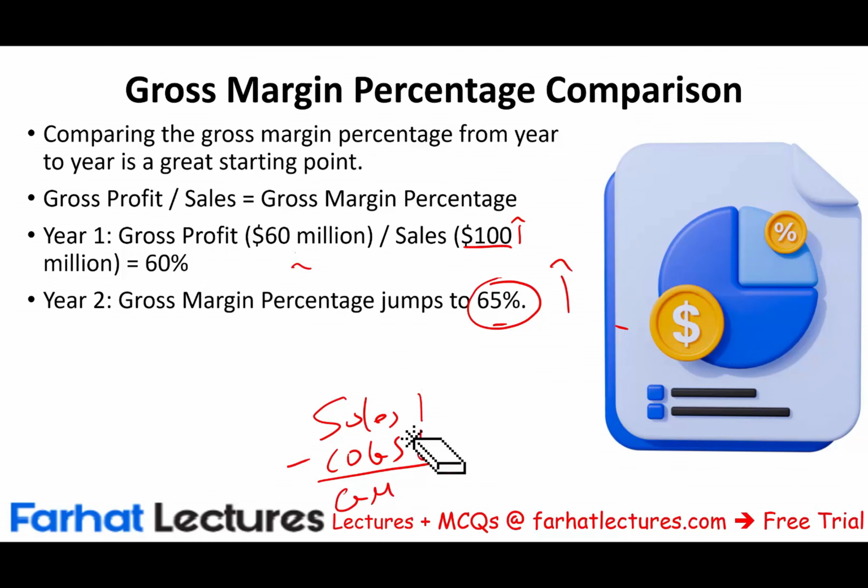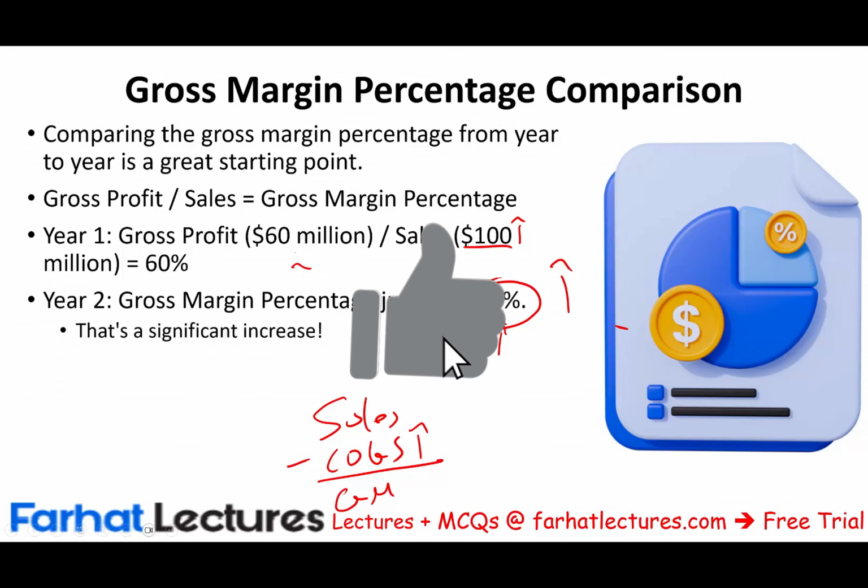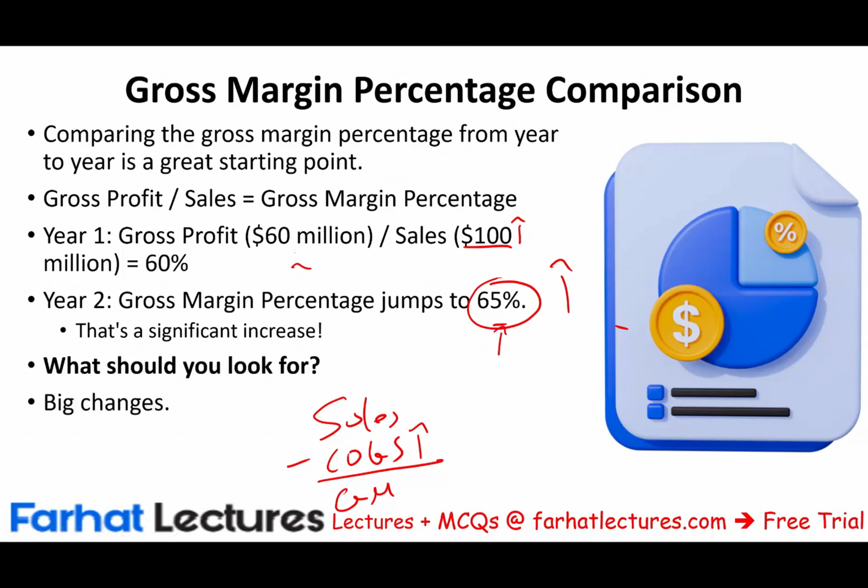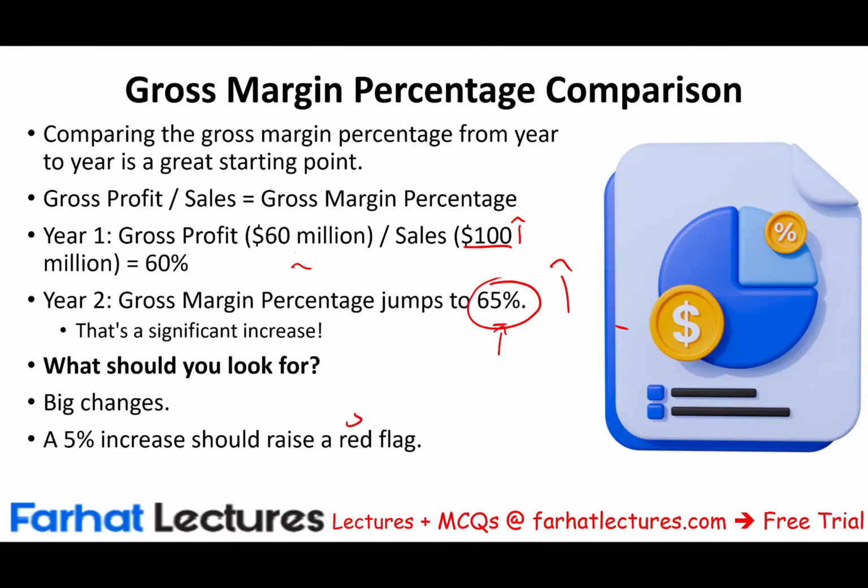Well, if we know from public data that on the contrary, cost is going up, then we have to question, why did the gross margin percentage jump? That's a significant increase. What do we look for? Big changes, substantial changes. For example, a 5% increase should raise a red flag, usually. But I'm not saying always 5%. It all depends on the company, on the industry, on the business.